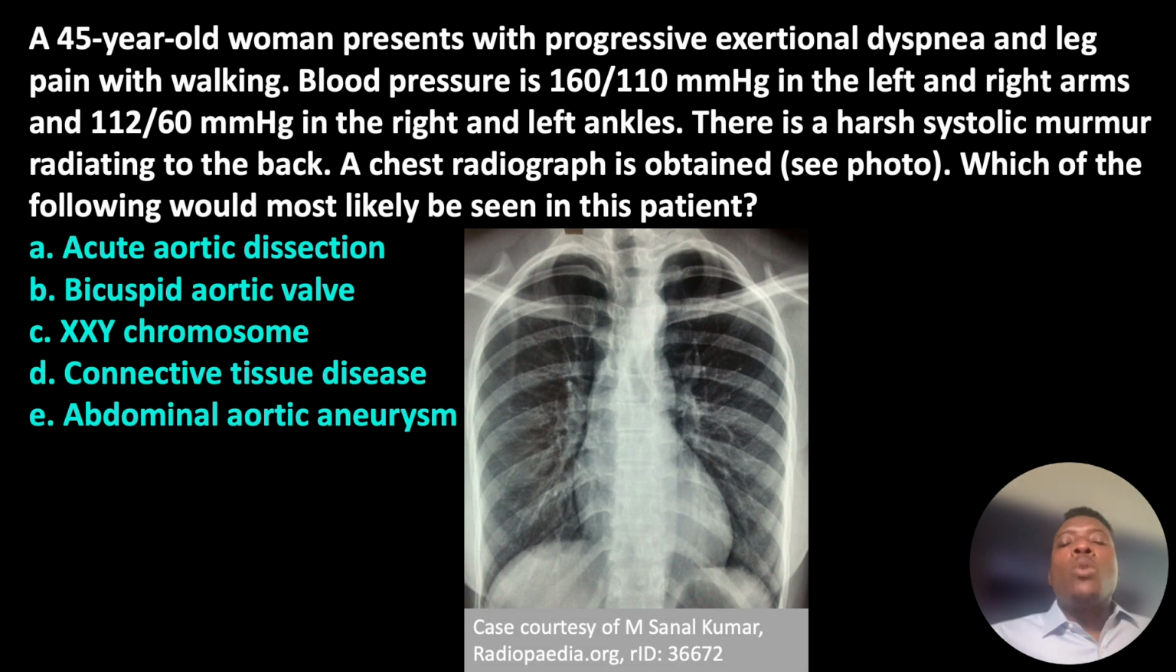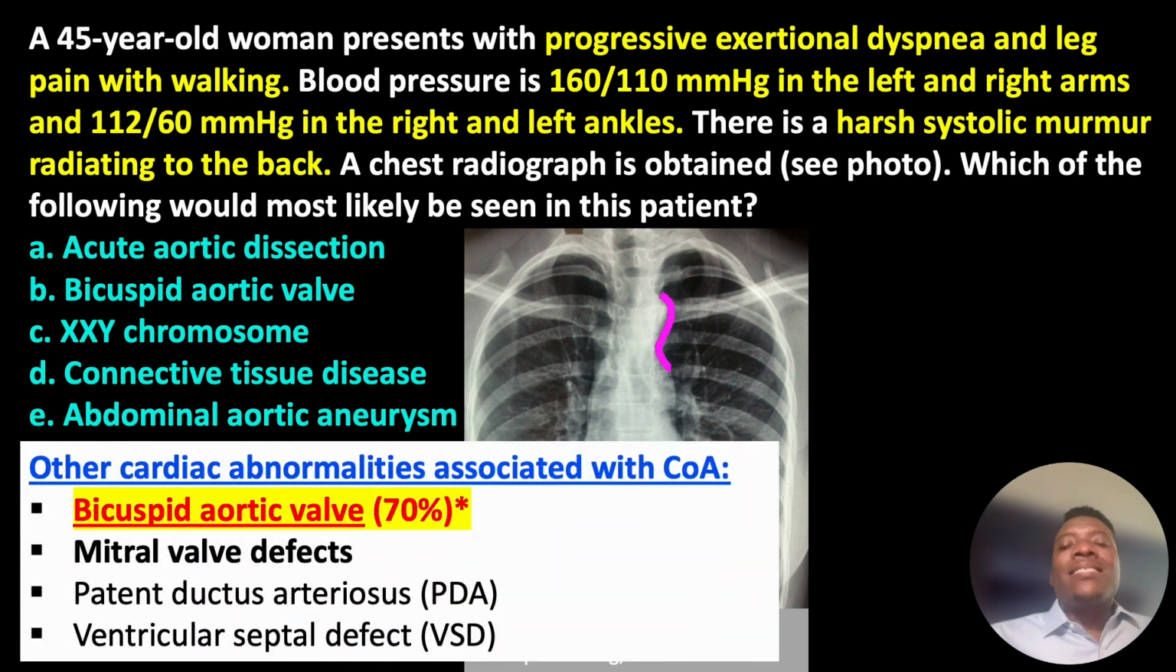Which of the following would most likely be seen in this patient? A 45-year-old female has hypertension, has a harsh murmur, and also on an x-ray you can see the classic 3 sign, or the indentation of the narrowing of the aorta. So therefore, 70% of these women will also have a bicuspid aortic valve, making that the best answer here.